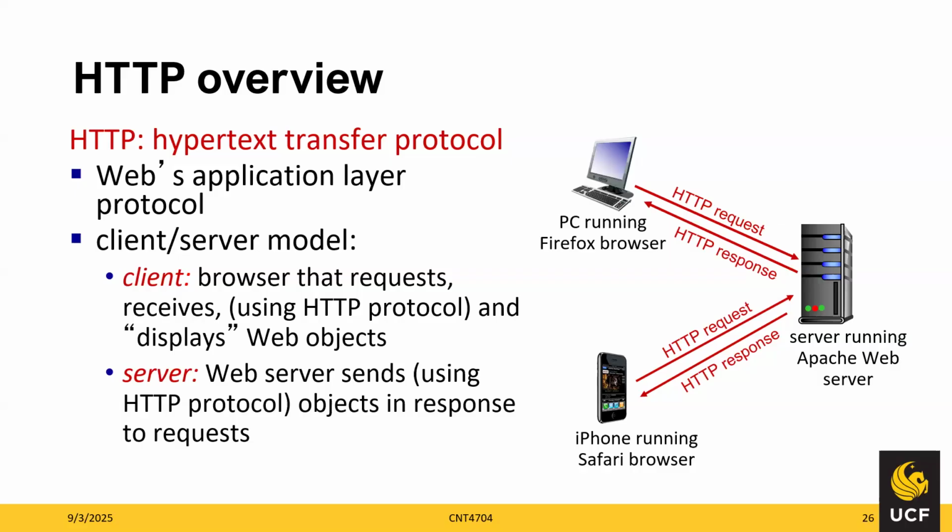So looking at the diagram here, on the right we have a server that is running. That's a machine somewhere on the internet storing websites and data. On the bottom left we have an iPhone, and on the top we have a PC. The client is any device that initiates the conversation. When you type in www.ucf.com on your browser, the client sends a message to the server saying, hey, please give me this homepage. This is called an HTTP request.